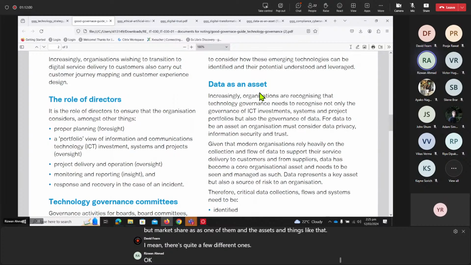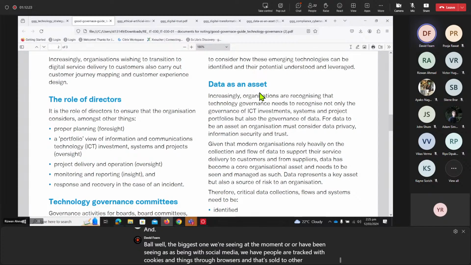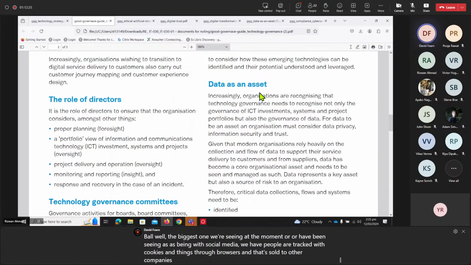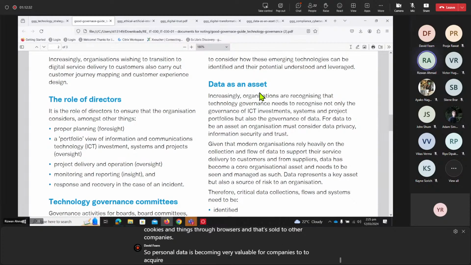Okay, so data is considered an asset, right? So it's very important. Data is very important for an organization. So which data is important? Well, the biggest one we've been seeing is with social media, where people are tracked with cookies through browsers, and that's sold to other companies. So personal data is becoming very valuable for companies to acquire. Okay, that's good.